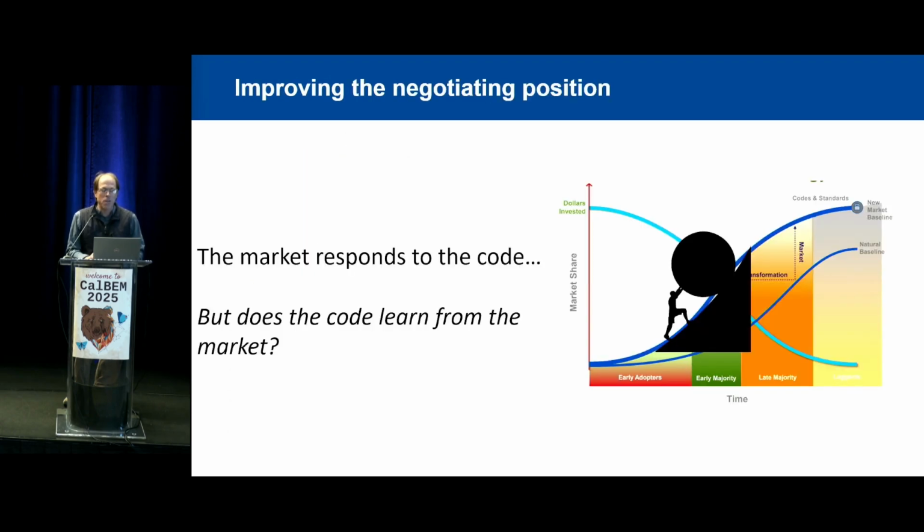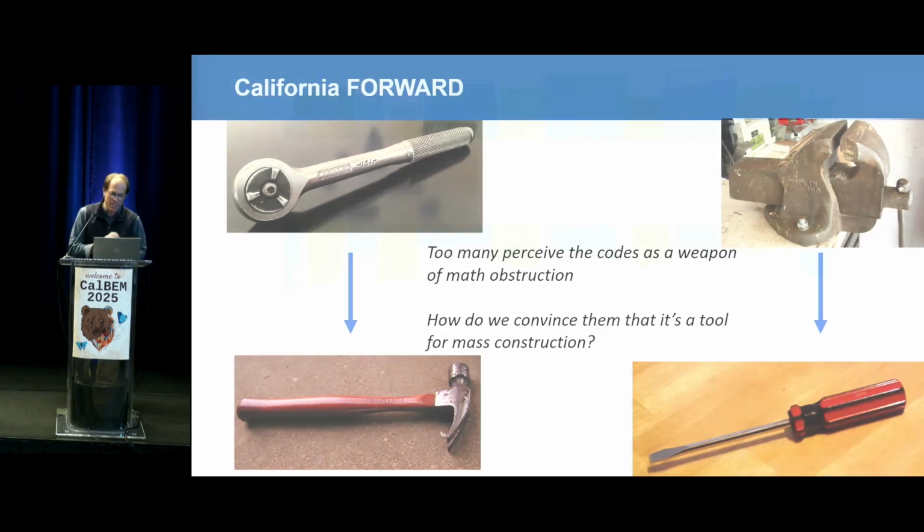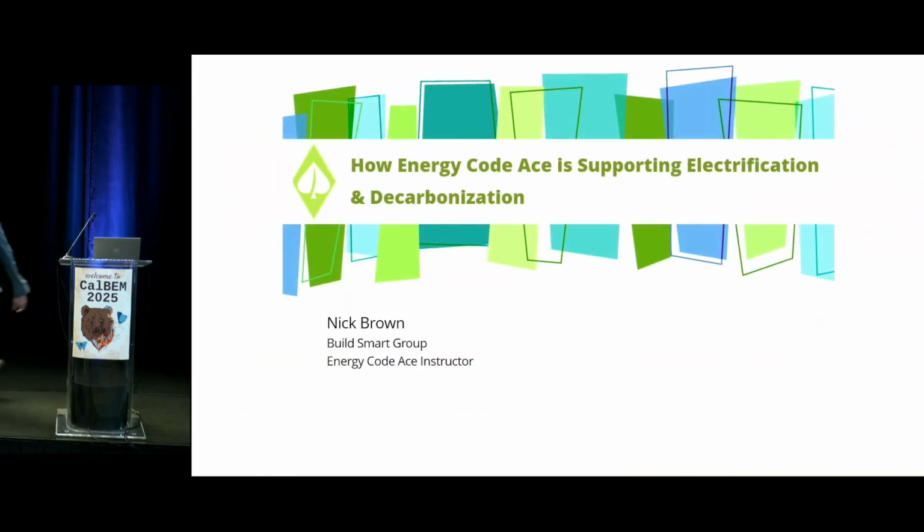Which leads me to the response. The market responds to code, and some of those responses are about how the code learns from the marketplace. Can we reconcile misalignments or mismatches in the cost effectiveness and in the overall compliance framework? How do we fix those? I see ratchets up there. Too many people perceive code as a weapon of math obstruction. How do we convince them that it's a tool for mass construction? And slide. Okay, thanks guys.